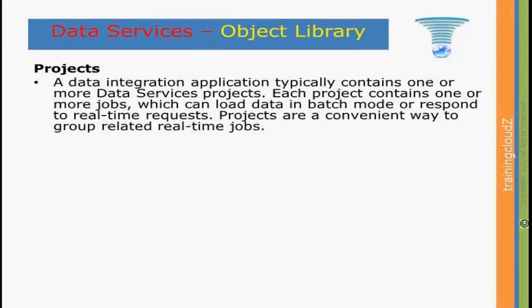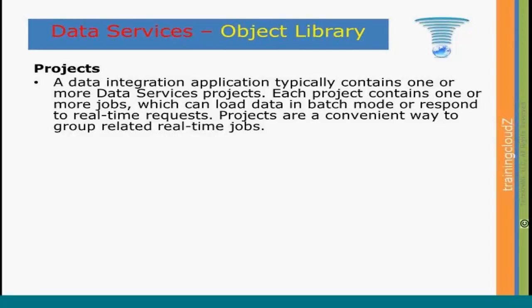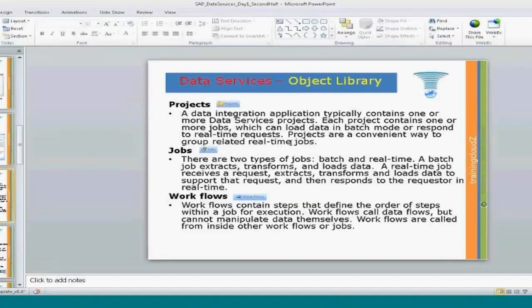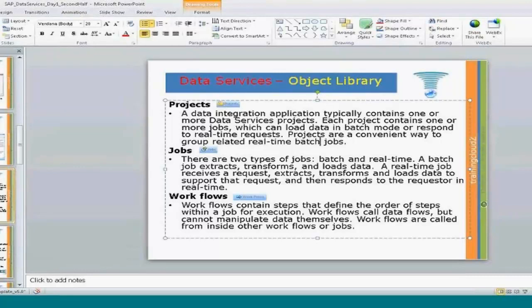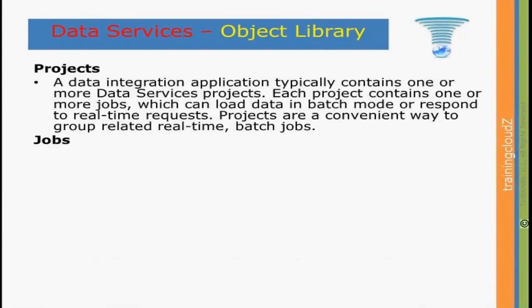Project. A data integration application typically contains one or more data services projects. Each project contains one or more jobs, which can load data in batch mode or respond to a real-time request. Projects are a convenient way to group related real-time jobs. Not only real-time jobs, guys. I can fix it right away. Real-time or batch jobs is both same. So that is the definition of a project.